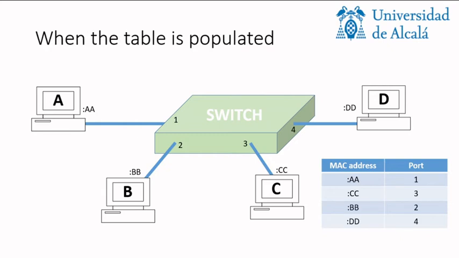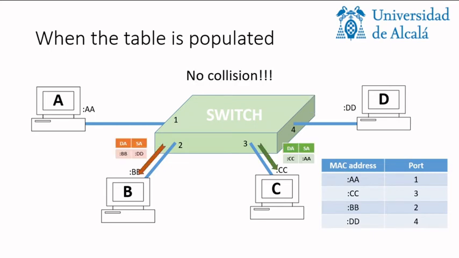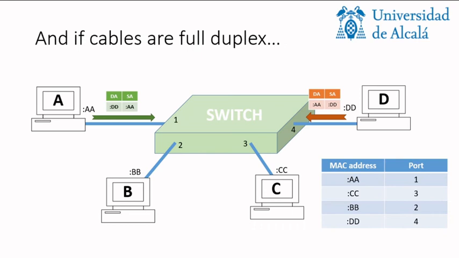Okay, so what happens when the table is completely populated, full of entries? For example, in this case, A and D would be able to send traffic at the same time. A is sending traffic to C and D is sending traffic to B. They are sending the traffic at the same time and there would be no collision. So this is the main difference with a hub. We have traffic from different hosts and no collision. And we even can have frames crossing together, okay?